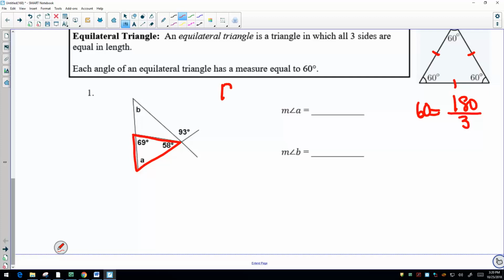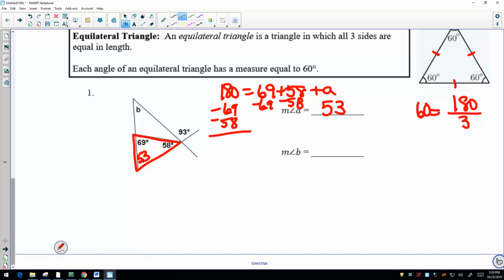But because I know all triangles add up to be 180, I could say something like 69 plus 58 plus A would add up and equal 180 degrees. So if I wanted to solve for A, if I subtract out the 69 and subtract out the 58 from 180, that's going to leave me with my measure of angle A. So I'd have to subtract both of those over. All right, so angle A, when we do that, is now 53 degrees.